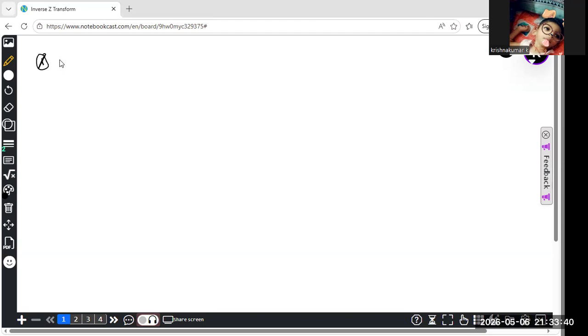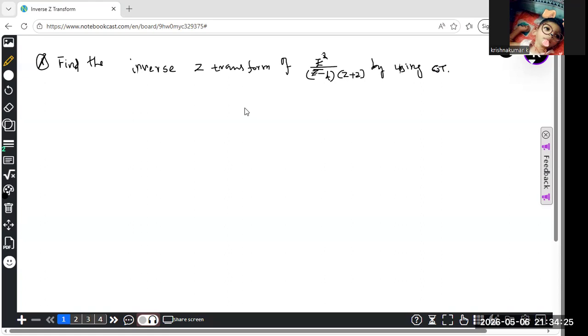The first one, find the inverse Z transform of this function z square divided by z minus 4 into z plus 2, by using the convolution theorem.